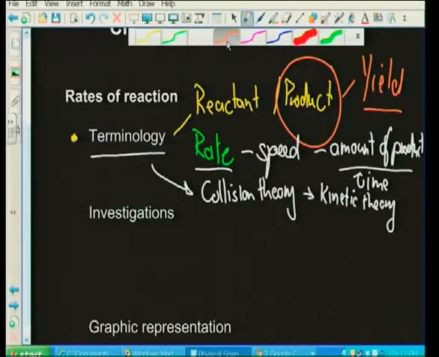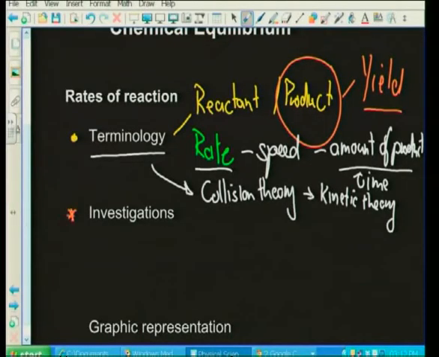because those sort of questions come up quite frequently in the exams. Now, the second thing about this section is that it is heavily dependent on investigations, because the section lends itself so well to a practical investigation.